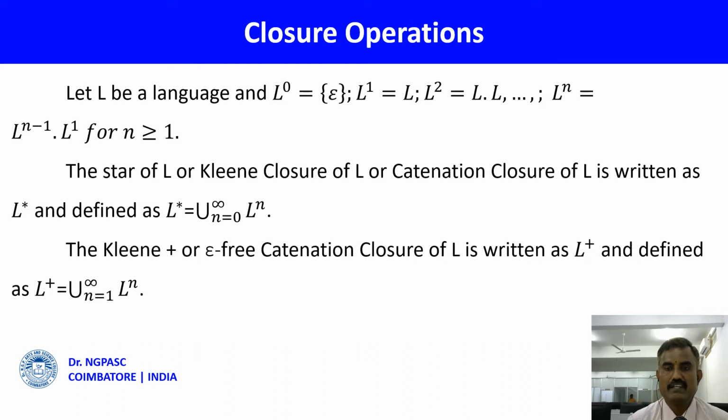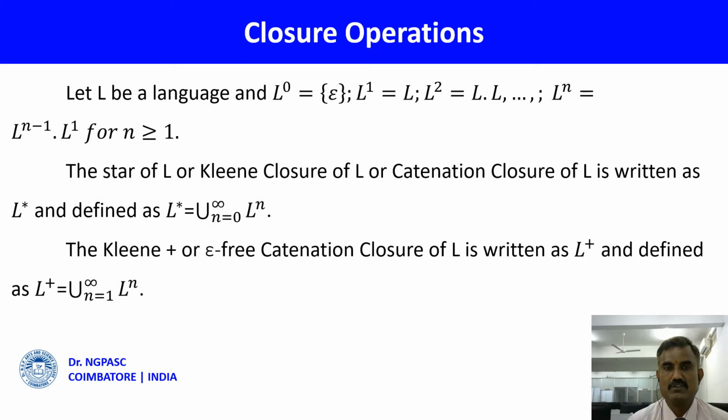Next we are going to talk about star, or Kleene closure, or catenation closure. The star of L, or Kleene closure of L, or catenation closure of L, is written as L star, which is defined as L star equal to the union over n equal to 0 to infinity of L to the power n.